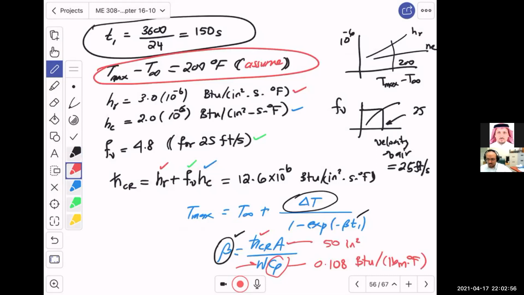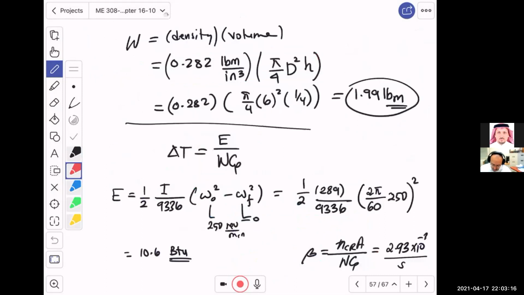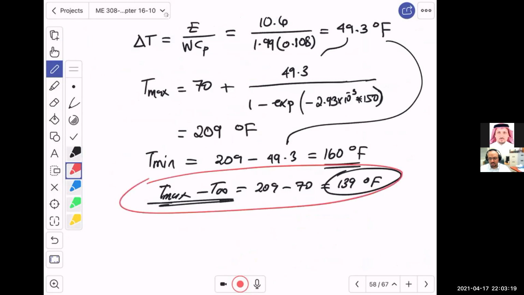Go and predict a T max, maybe close to 139, like maybe 150, 140. And then keep iterating until your assumption here is the same as your calculation. Now, in the solution of this problem, of course, each time you change these, you have to change HR, you have to change HC, and you keep iterating.